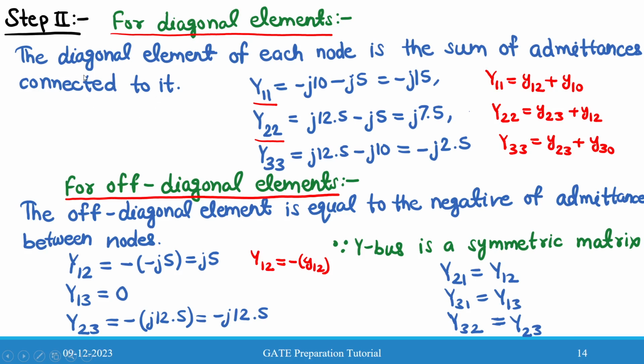Now for diagonal elements, it is the sum of admittance connected to it. So we have to just add up the admittance values connected at each bus. And for the off diagonal elements, we have to take the negative of the admittance between the nodes. So that will be the off diagonal terms. And since Y bus is a symmetric matrix, y12 is equal to y21, y31 is equal to y13, and y32 is equal to y23.